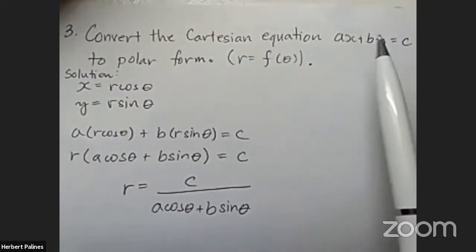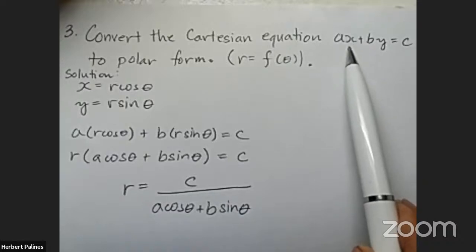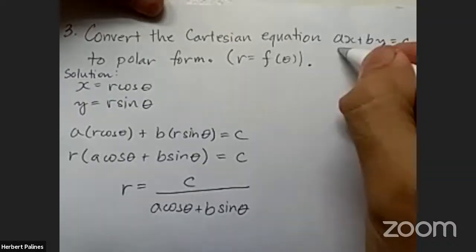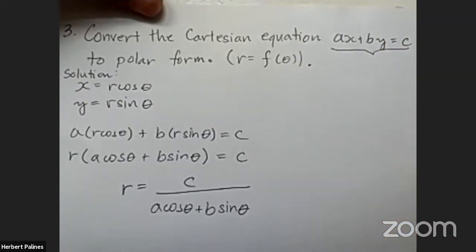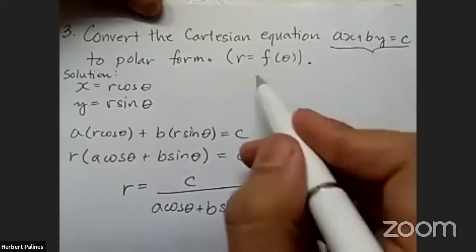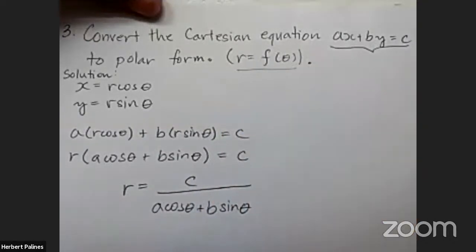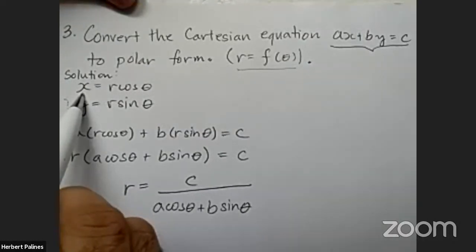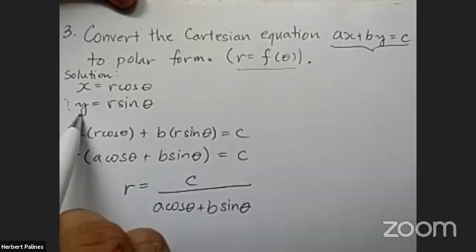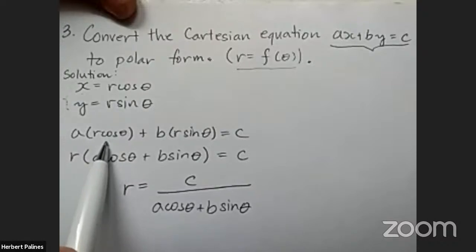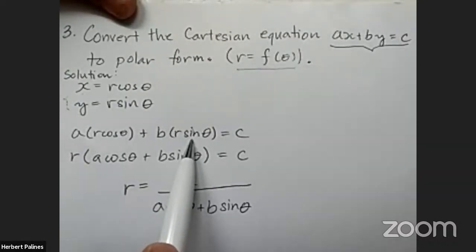So in this case, we are given a Cartesian equation, or an equation in Cartesian form. And you can easily notice this is a line. No? This is the equation of a straight line in 2D. We will convert this into polar form, of the form r equals f of theta. As I have said, as long as you know the conversion formulas from x to r and theta, and y to r and theta, you can easily do this. So just replace x by r cosine theta and y by r sine theta.